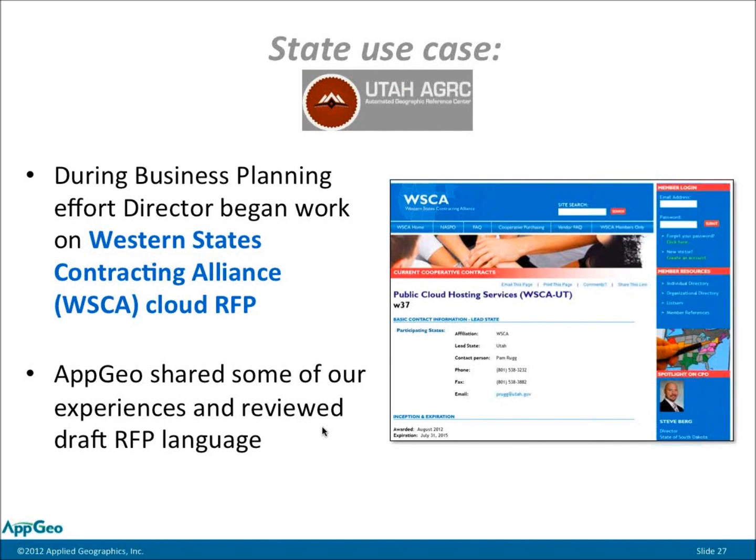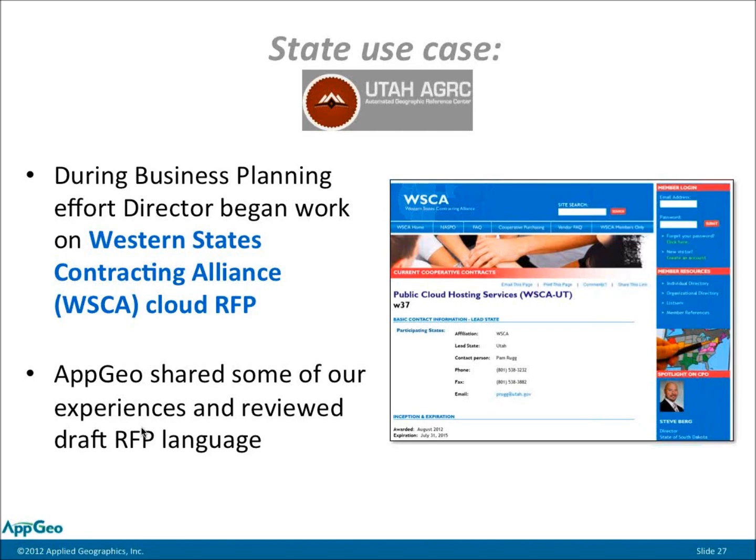So what I wanted to finish with is just a use case from a state agency. Again, I mentioned Utah before, and we have been doing some state-level business planning for the GIS office. And Utah took the lead on putting together a multi-state cloud hosting services RFP through the Western States Contracting Alliance. Knowing what we were doing, they asked us to review the RFP. We're not in that business. We weren't planning on bidding on it. And so we gave them some advice.